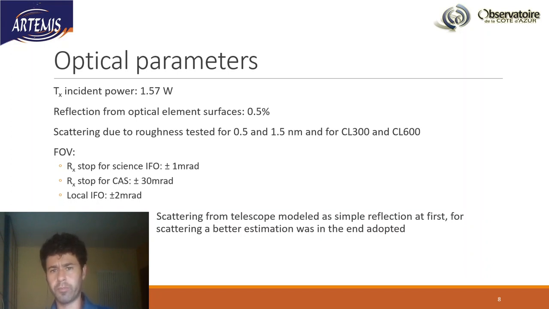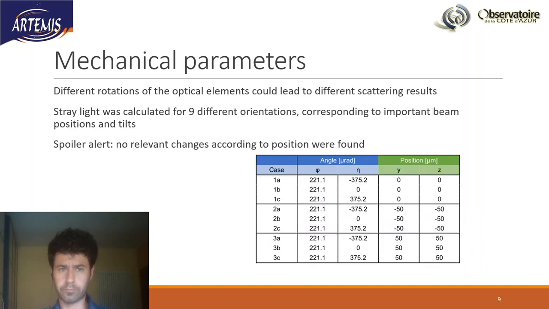Backscattering from the telescope was modeled at first as a simple reflection, but then for scattering we saw that a better estimation was needed, and so that's what we adopted. But I will talk in more detail about that later.